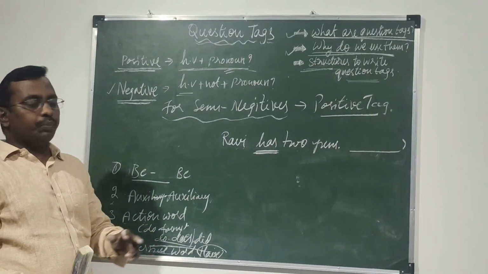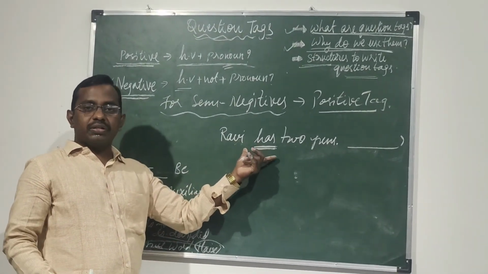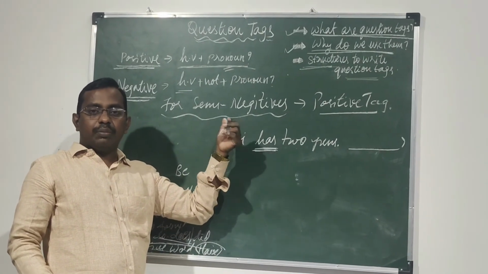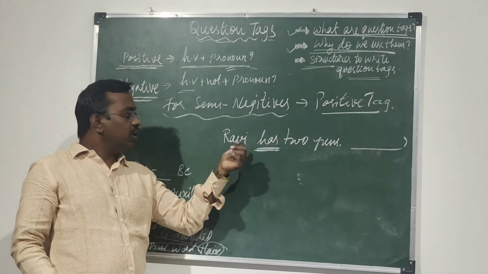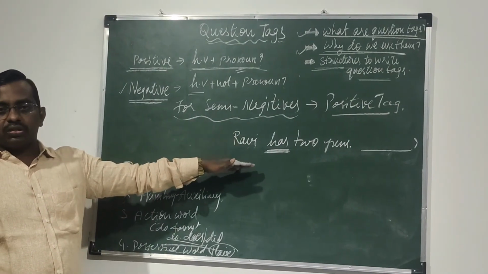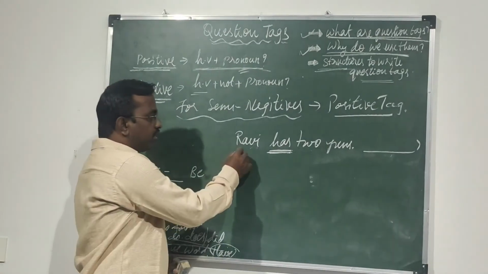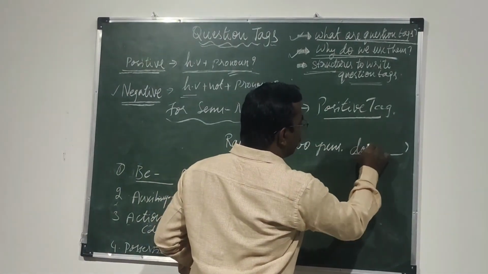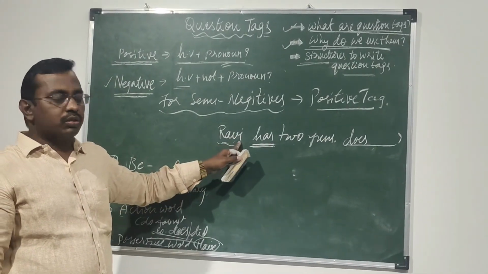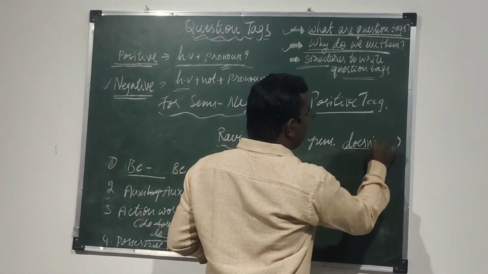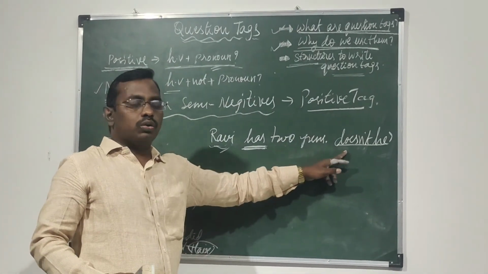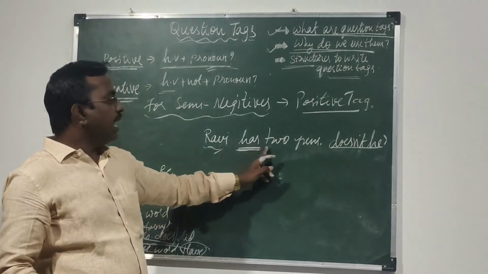And that should be according to the tense. If it is in present tense, take do or does. If the subject is third person singular, take does. For the remaining subjects like I or we, right? For you and they, we use do. If the sentence is in past tense, we go for did. So it is in present tense. Take does, because the subject is third person singular. Ravi has 2 pens. This is a positive statement. Take a negative tag. Doesn't. Male, so he. You should write the pronoun, not the noun. So doesn't he.